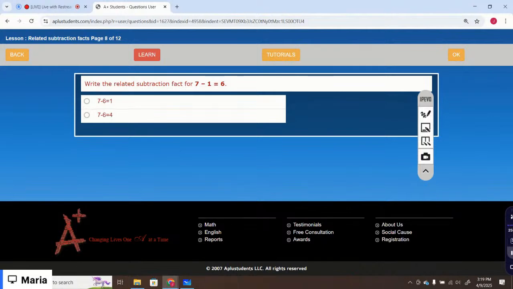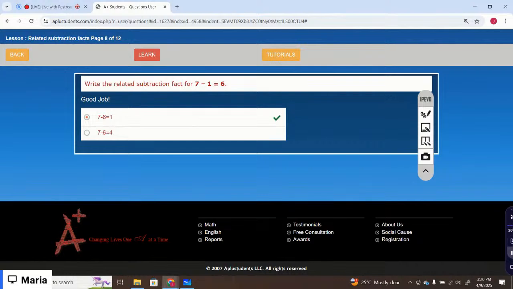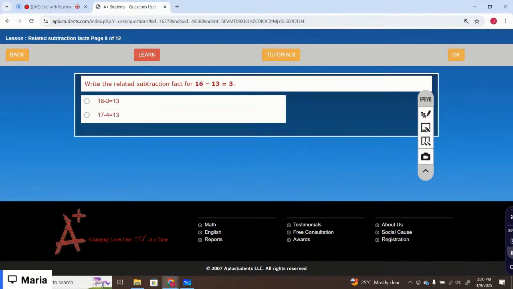Write the related subtraction fact for 7 take away 1 equals 6. So which is the correct option? That is 7 take away 6 equals 1. Option number 1 is the correct option. Okay, you can complete the lesson by yourself later today. Let's just move on to the next lesson.